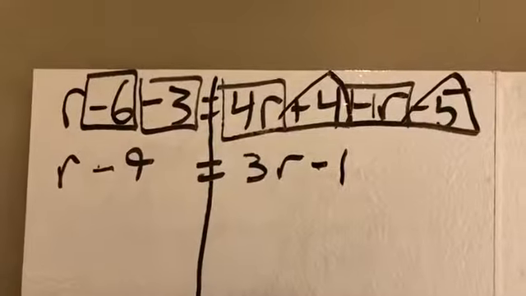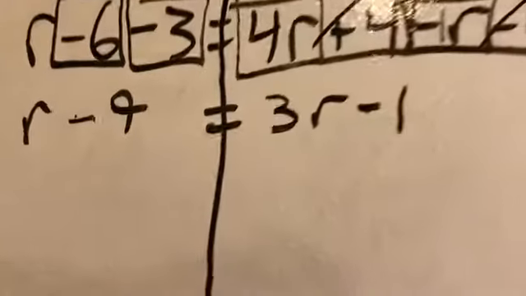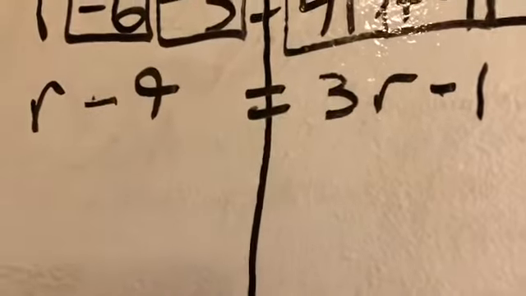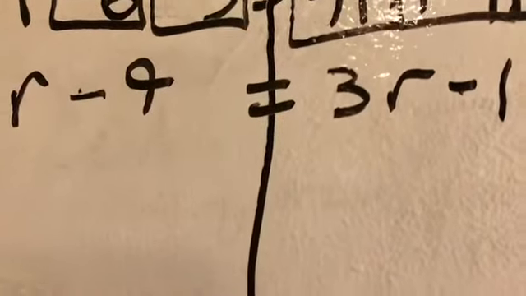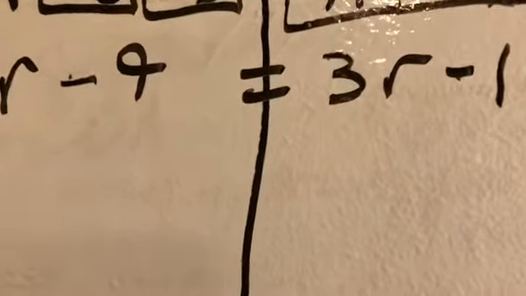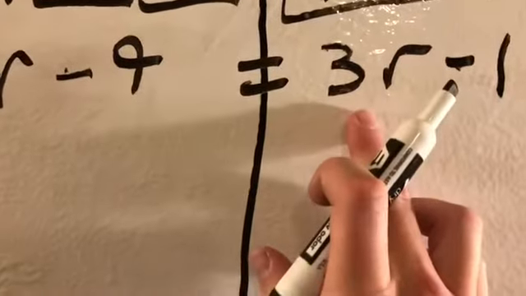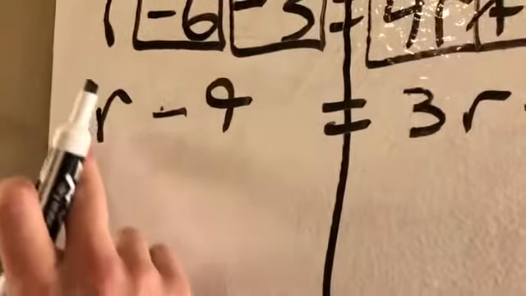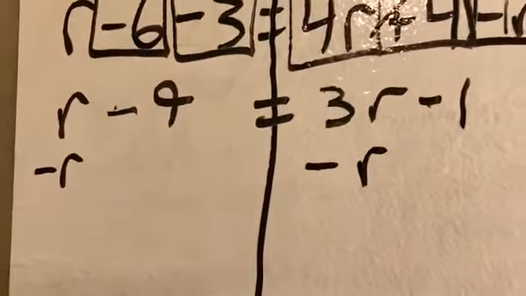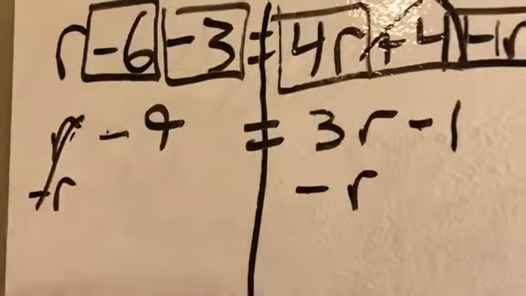So I've successfully combined like terms on both sides. Now I can come and continue trying to solve. I notice here that the variables are not on the same side right now. So we got to get those to the same side. It does not matter if you move the 3r or the r. I'm going to move the regular r. And I see that it's positive, so I'm going to subtract it from both sides to make sure it goes away. R minus r is 0.